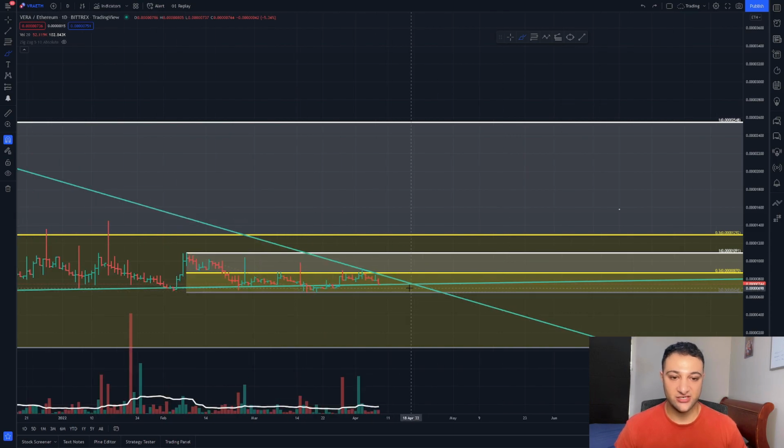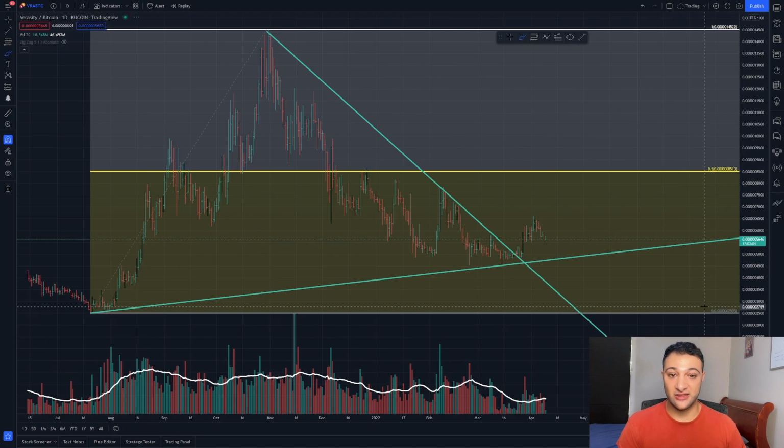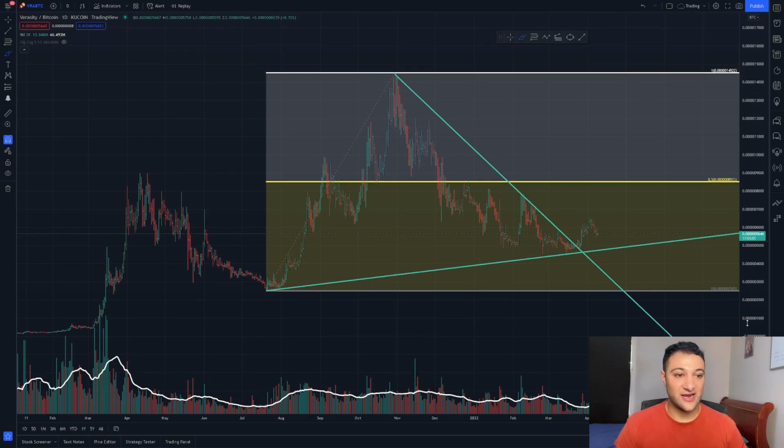And of course, like I mentioned, you want the yellow minor 50% area to be there. And you can see some rejection happening at the moment there. So not looking the best against Ethereum. Let's have a look at Verasity against its Bitcoin value to see how it turns up against Bitcoin. We know that generally Ethereum outperforms it, but let's have a look at Verasity against Bitcoin value.